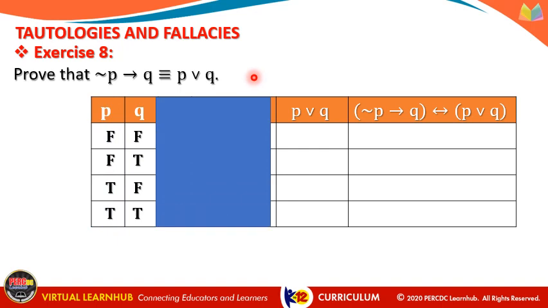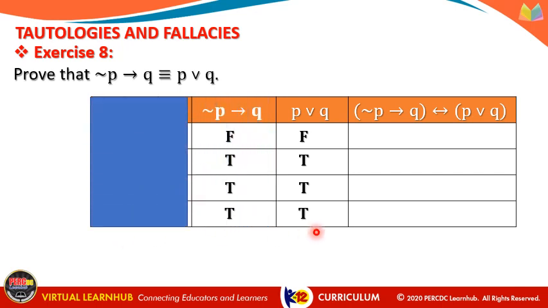Let us now get the truth values of P or Q. False or false will give us false. False or true will give us true. True or false will give us true. And lastly, true or true will give us true.